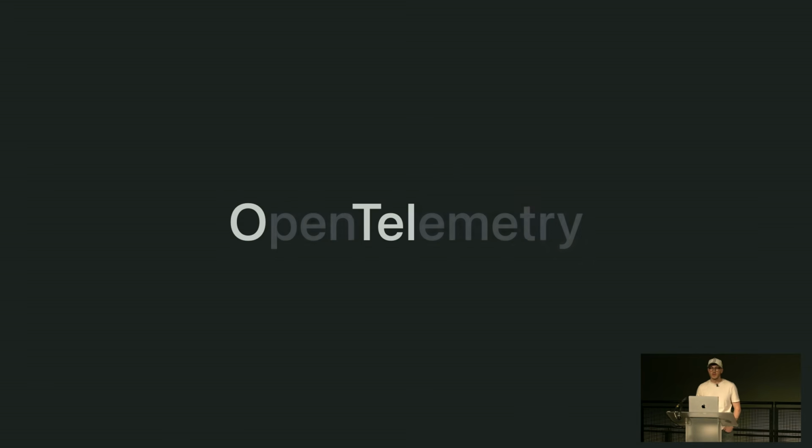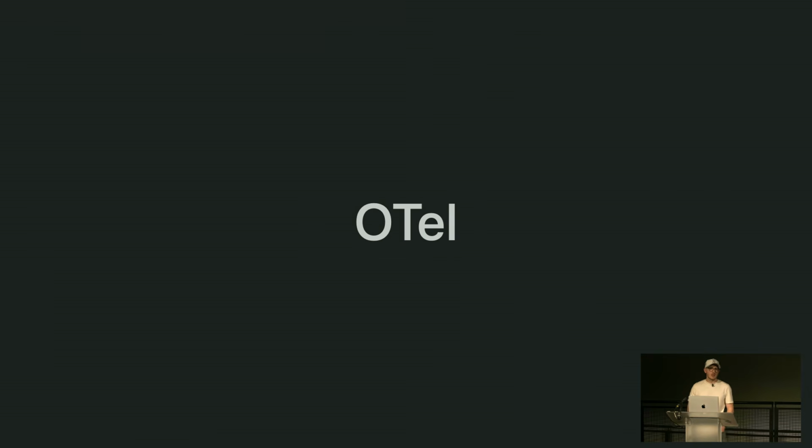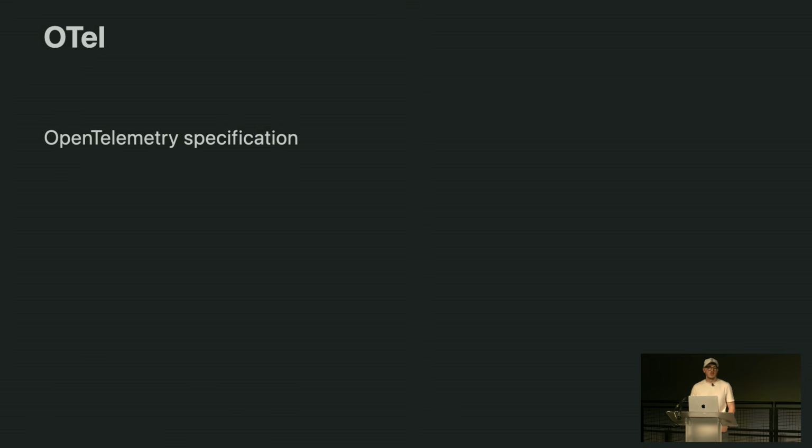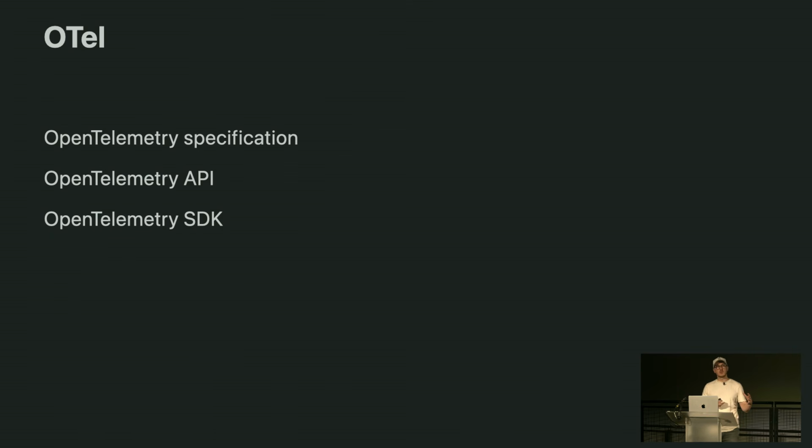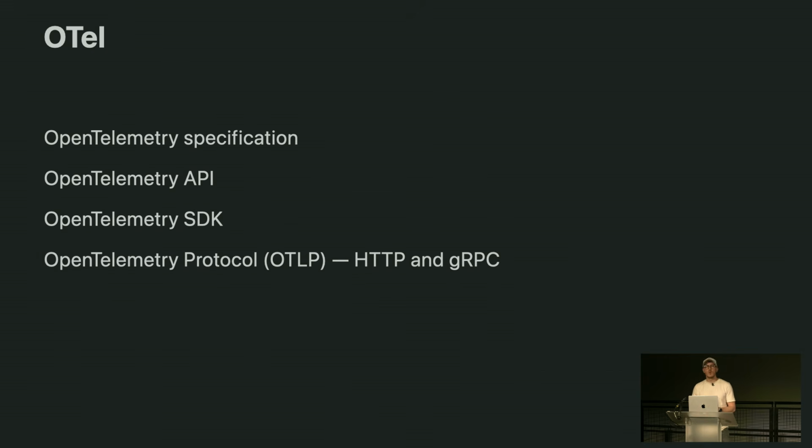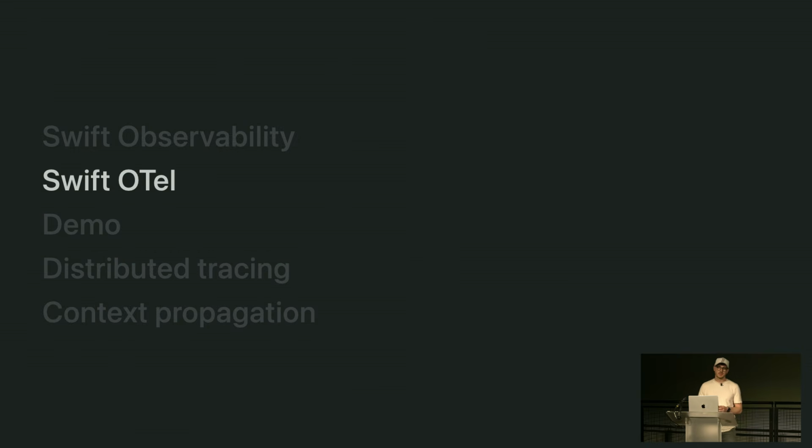OpenTelemetry, or OTel, is an industry standard and cloud-native project. It provides a specification, which defines an instrumentation API and guidelines for language-specific SDKs. So it's kind of similar to that API package pattern we saw before, but it uses a distinct API. More importantly for us, it also defines a wire protocol called OTLP for exporting logs, metrics, and traces. And that's what enables us to build SwiftOTel.